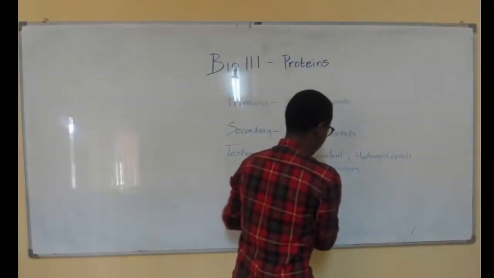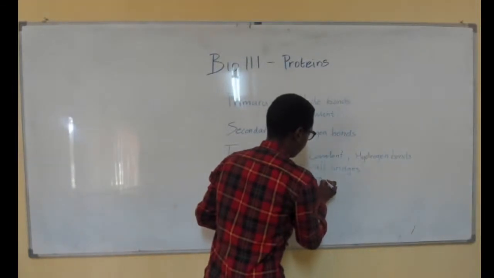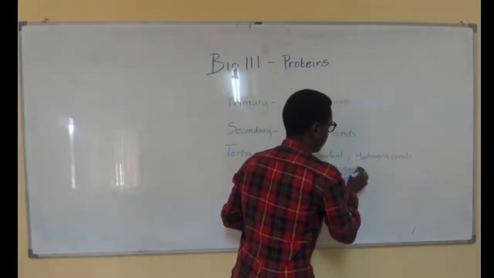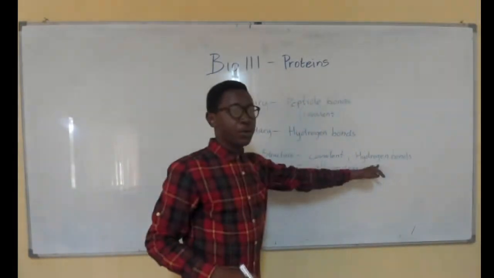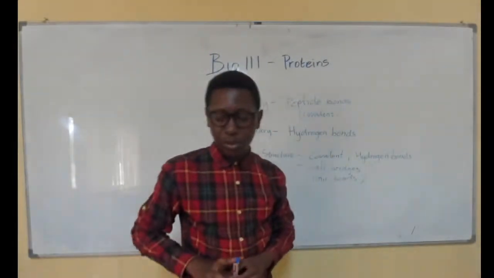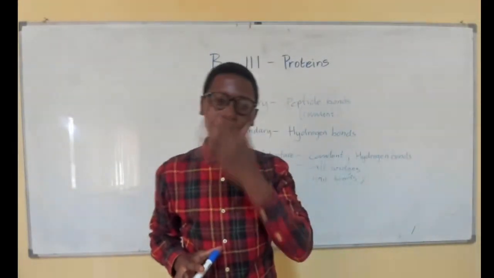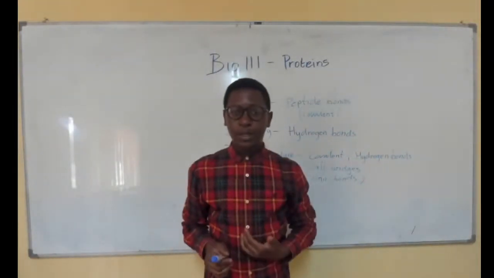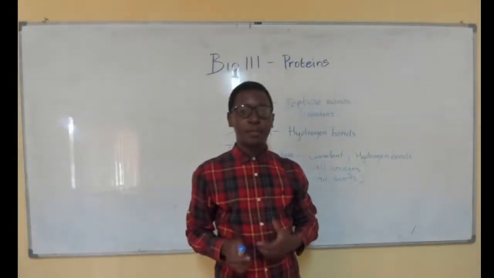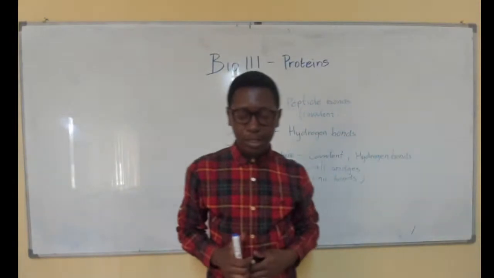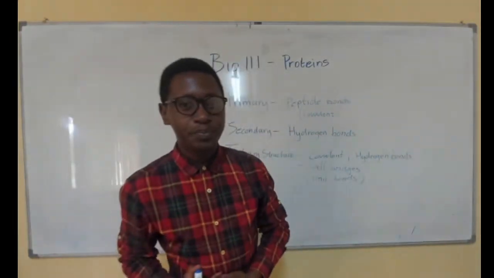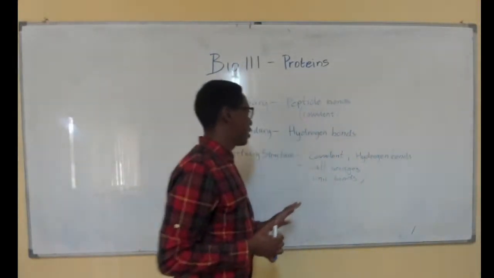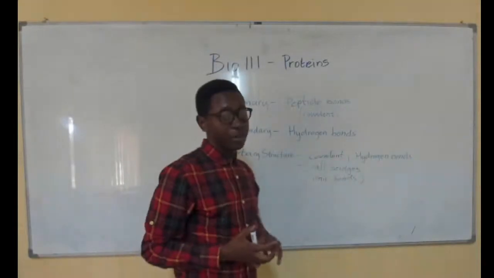So these include ionic bonds. So actually, hydrogen bonds can also be referred to as salt bridges because hydrogen bonds are possible because of the partial positive charges on the hydrogen atoms and the partial negative charges on the oxygen atoms. Okay. So those are the types of bonds that we find at tertiary structure.